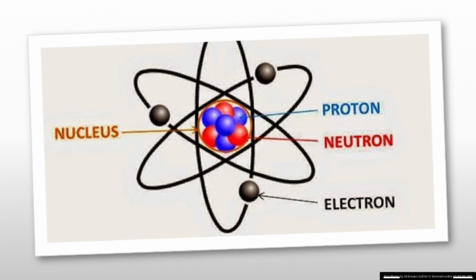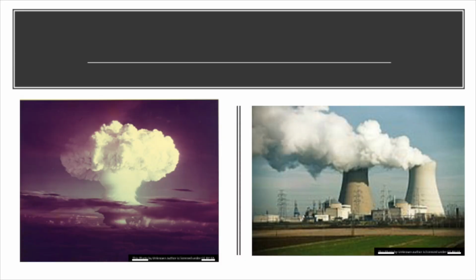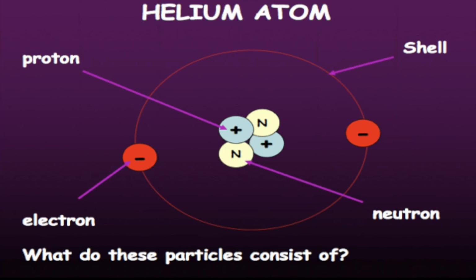They are also the source of atomic energy. Ever heard of an atomic bomb or a nuclear power plant? Atoms of different elements have a different number called the atomic number. Atoms themselves are made from three distinct particles.